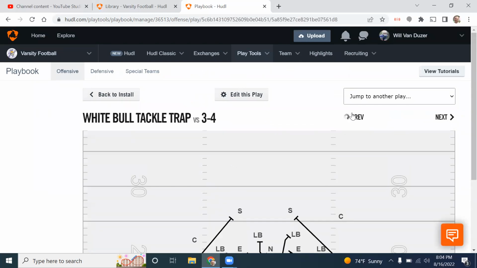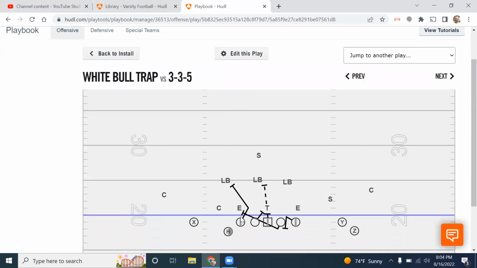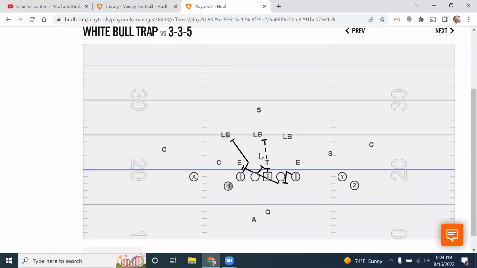Now let's look at it against a 3-3 stack. In a 3-3 stack, there are 3 down linemen and 3 stacked linebackers. So we go through our progression. We're running trap to the left. You have to say, am I on the play side or the backside? Backside tackle always wheels and seals, B gap to C gap. Backside guard always pulls and kicks out the first person on or outside the guard. That would be this 4 technique. So he'd kick him out.